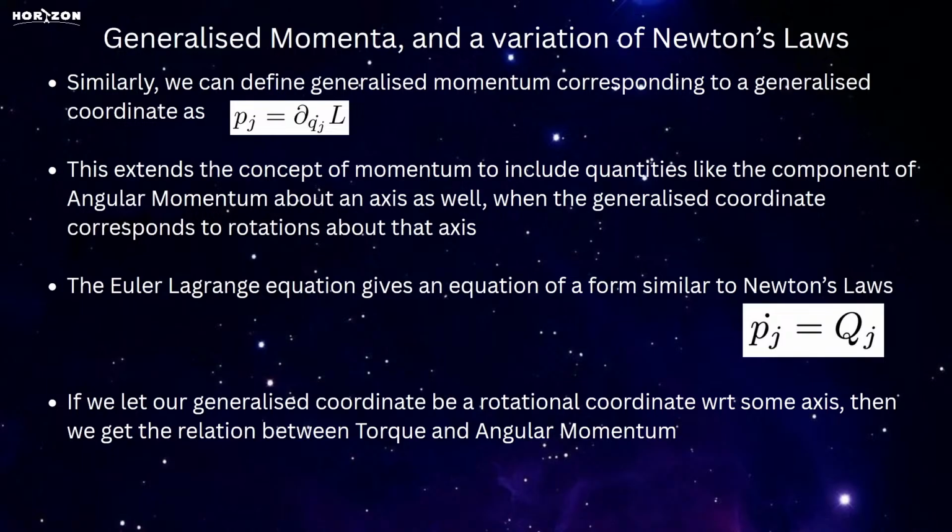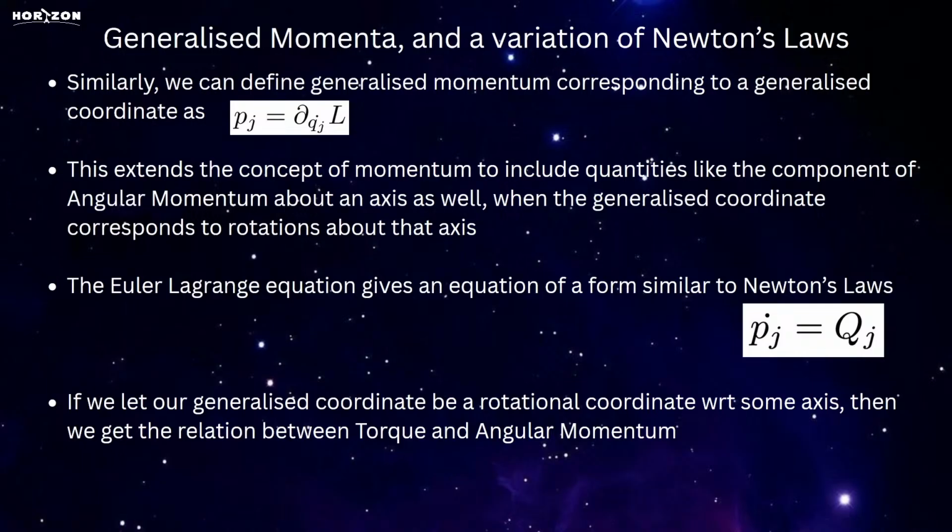And as it is for the case of force, we also have generalized momentum. And same as force, when the generalized coordinates are angular with respect to some axis, we would get angular momentum from this. And the generalized momenta here is the partial differentiation of the Lagrangian with respect to the generalized velocity.